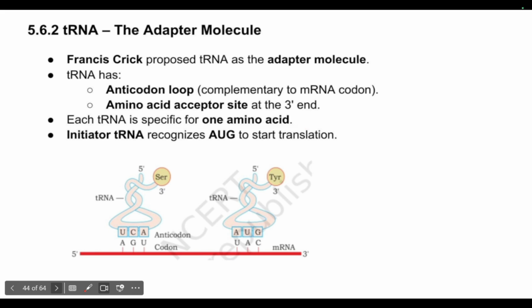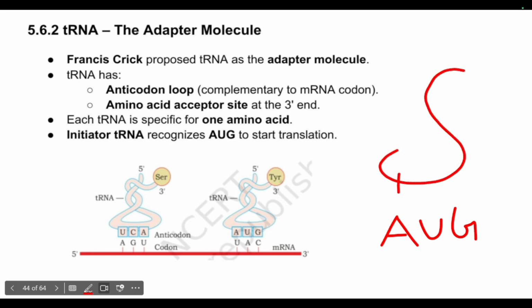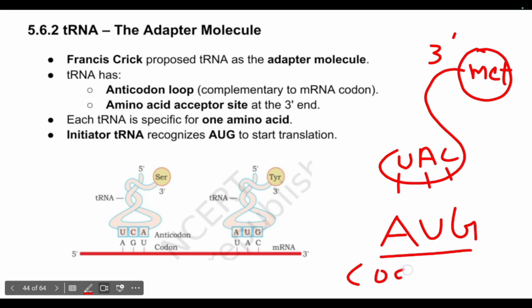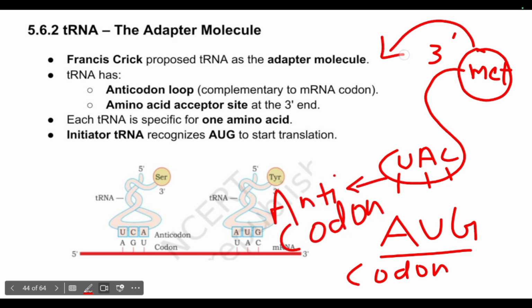There is a special type of tRNA called initiator tRNA, which recognizes AUG, the start codon. If AUG is the start codon, the initiator tRNA will have an anticodon UAC, and it will also have an amino acid on the 3' end. This amino acid is methionine, because AUG codes for methionine. So this is the codon, this is the anticodon, and this part is the amino acid. Remember, we have already seen that the tRNA here is already charged in the previous step.